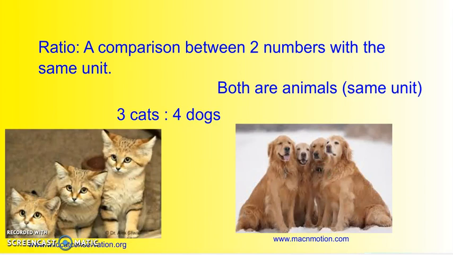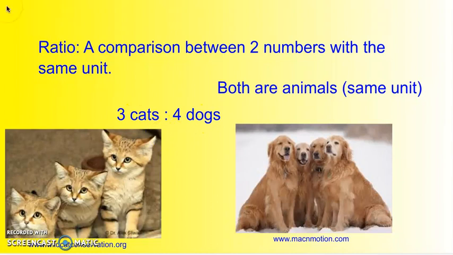Now let's talk about ratios first. What is a ratio? Well, it's a comparison of two numbers, and these two numbers are of the same unit. So if I'm comparing animals, I can compare cats to dogs. If I'm comparing fruit, I can compare apples to oranges. And we've talked about different ways that we can compare ratios. We can use a colon, we can use the word to, T-O, or we can create a fraction using these amounts.